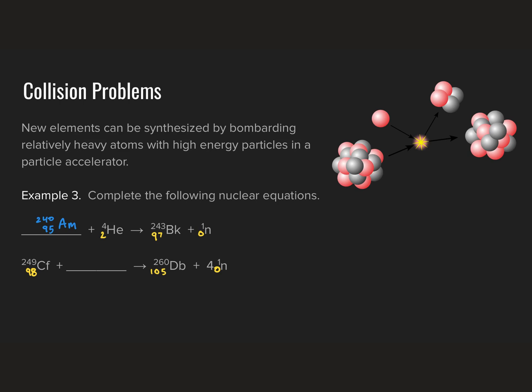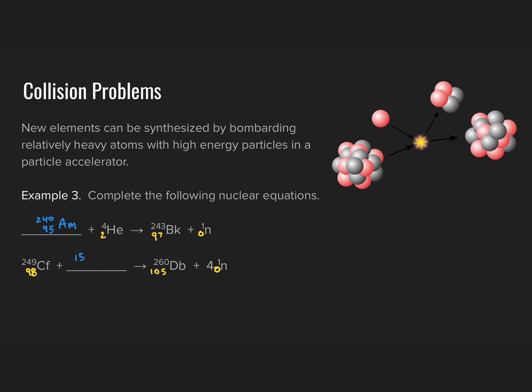So to get from 249 up to 264, that looks to me like we would need a total mass of 15 for the colliding particle in this system. And now we can deal with, again, our atomic number. On the right-hand side, the dubnium, again, has an atomic number of 105. The neutrons have no positive charge there, so we can ignore those. So we've got 105 total positives on the right-hand side.